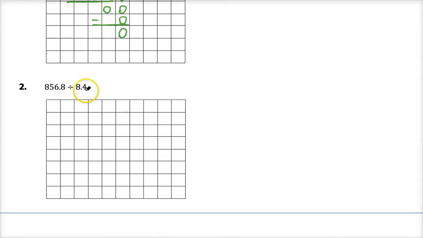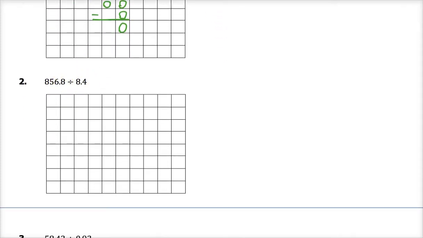Okay, number 2, 856.8 divided by 8.4. So my divisor is 8.4. That goes on the outside. Dividend, 856.8.